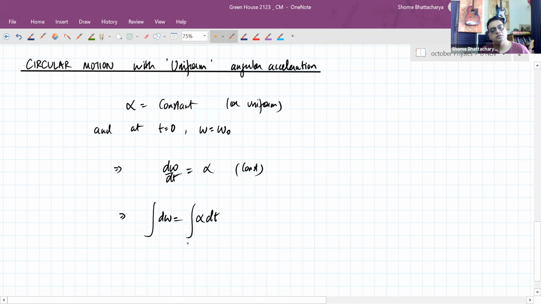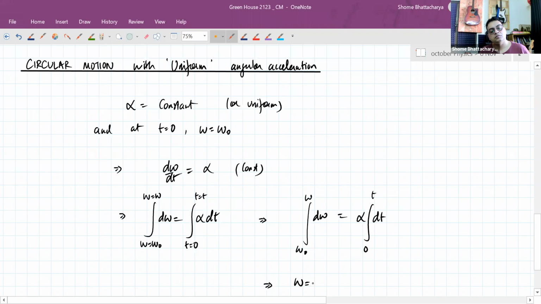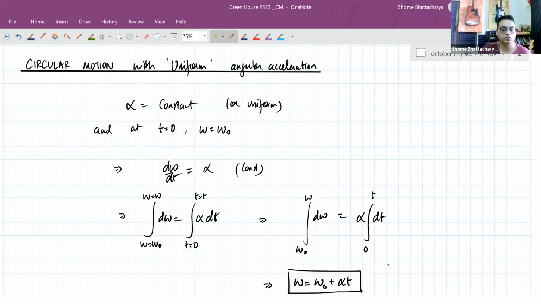we integrate this. At t equal to 0, angular velocity is omega naught. At t equal to t, angular velocity is omega. Okay, alpha goes outside the integration because it's uniform. You can see we'll get this kind of equation, which is the circular motion equivalent of v equal to u plus at. It's the angular equivalent of the equation v is equal to u plus at.